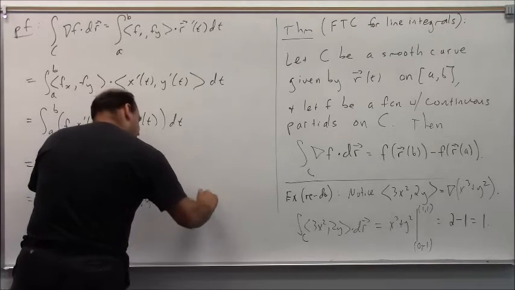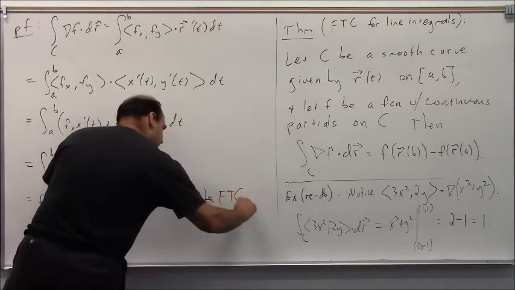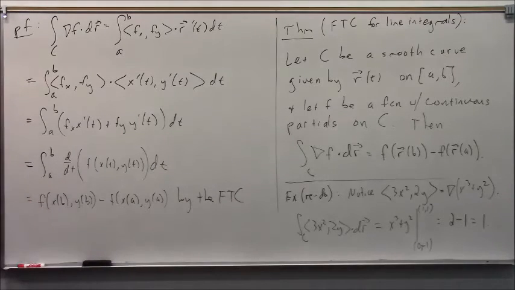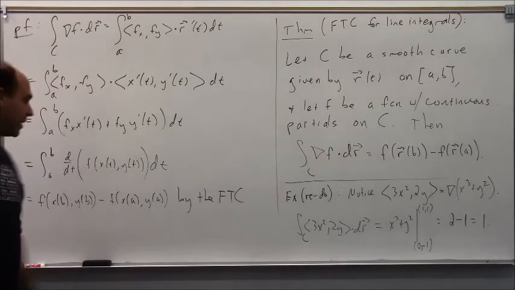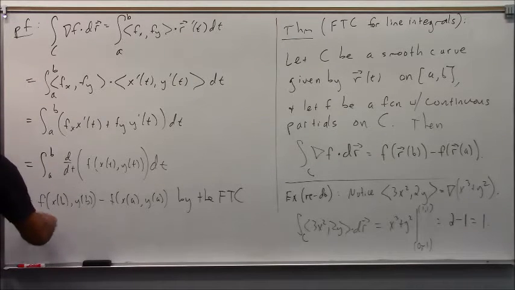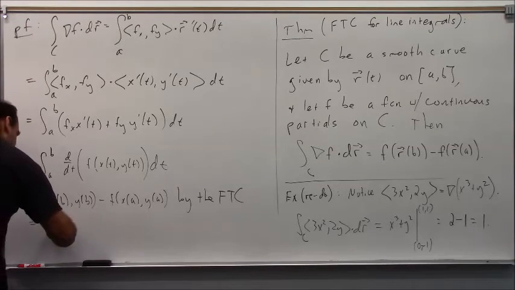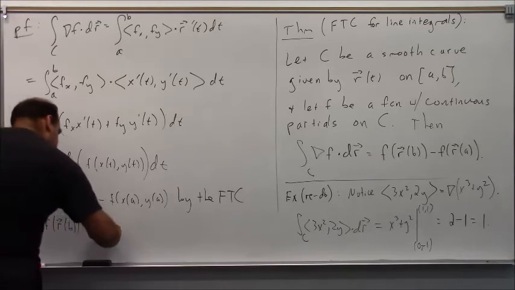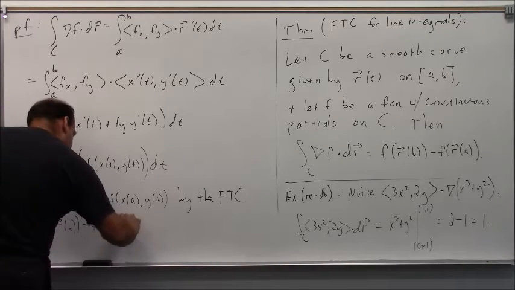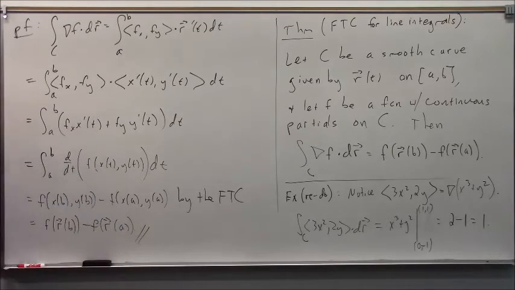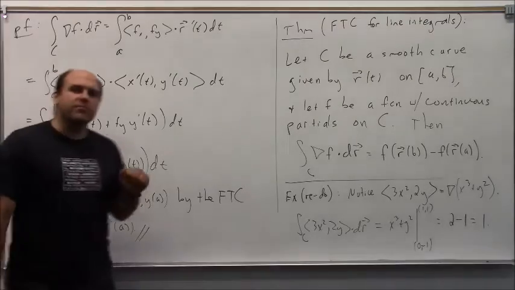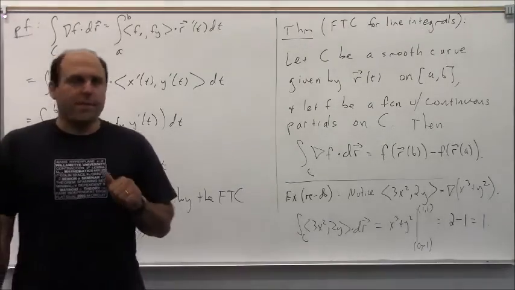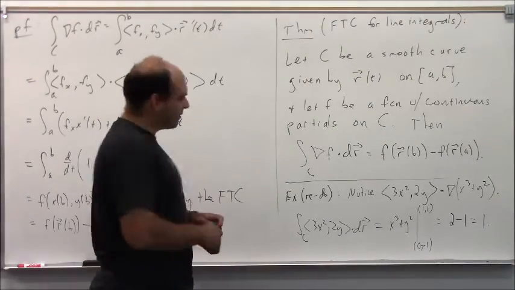And this is exactly by the fundamental theorem of calculus from Calc 1, by the ordinary single variable fundamental theorem of calculus. And now this x of b, y of b, that's r of b. And x of a, y of a is r of a. And that's what we were trying to prove. So this is wonderful. It says only the endpoints matter in this calculation. The path you take is completely irrelevant.